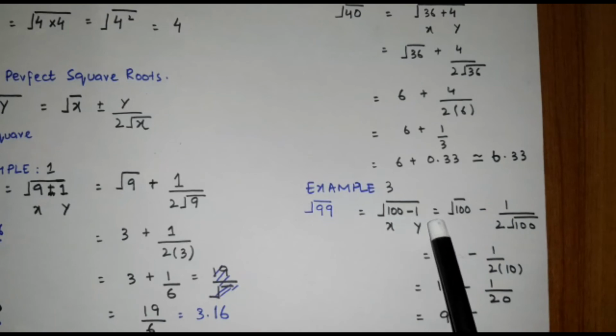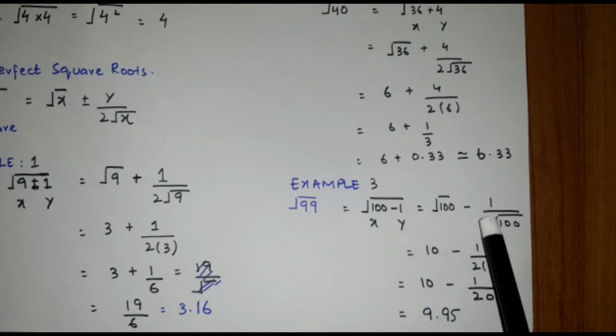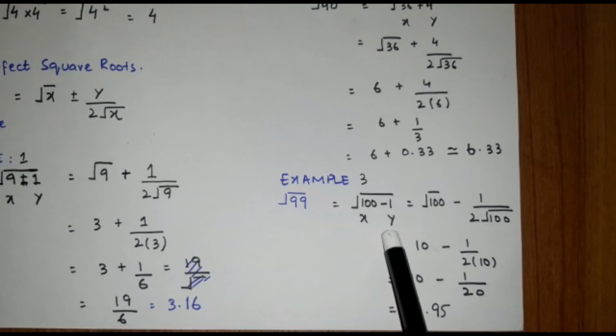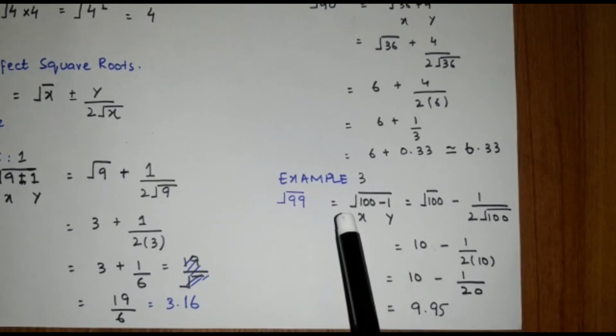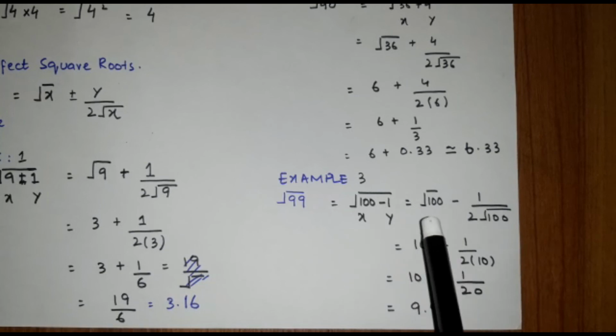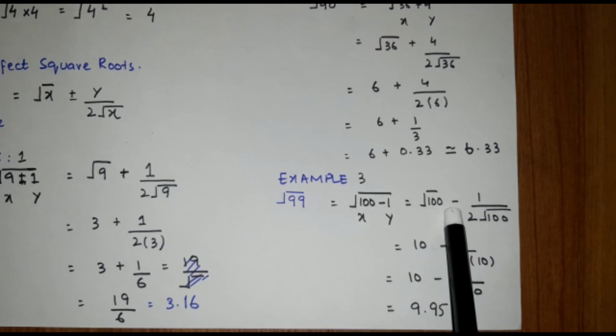Now we are going to substitute in the formula, that is under root x minus y upon 2 times under root of x. Here x is 100 and y is 1. Always note that x and y are separate from the under root, that is the square root. Here the square root is part of the formula and is not on x. The second thing we have to remember is that in the formula we have used negative, so here we are also going to apply negative.